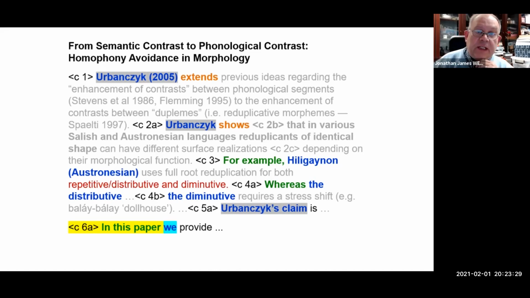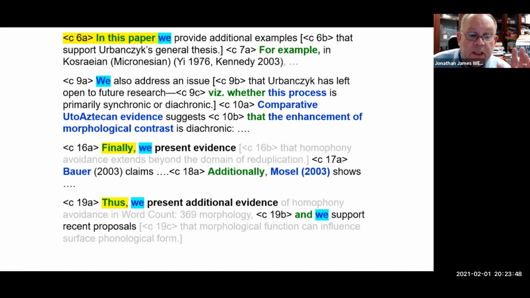But then when we get to 6, notice in this paper, it shifts from talking about Urbanchik, that was the background, to talking about what is being said in this present paper. Now notice it continues on. We, 16, we, 19, we, continuous thematic progression. That continuity in choice of theme shifted from Urbanchik to what the authors, we, are saying in this abstract. So theme, thematic progression, is signaling to me one aspect of the structure of this text.